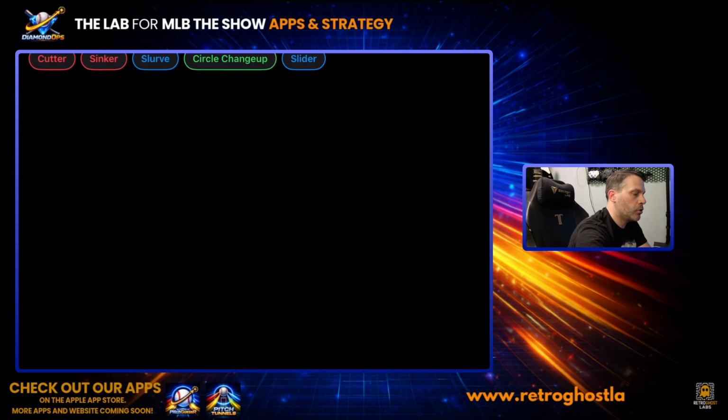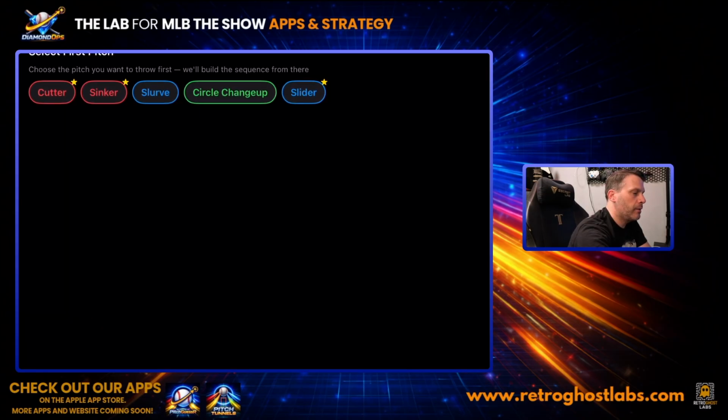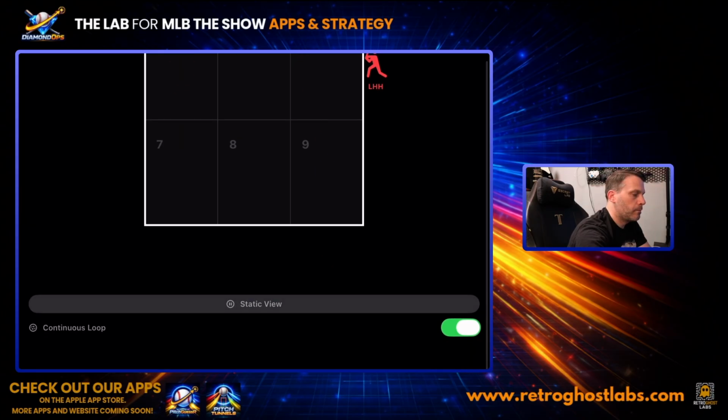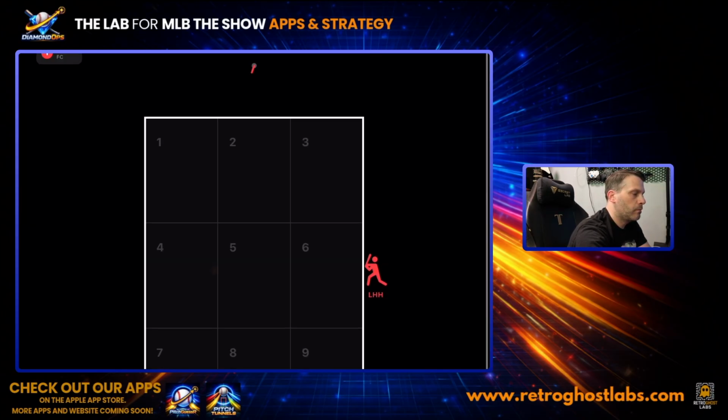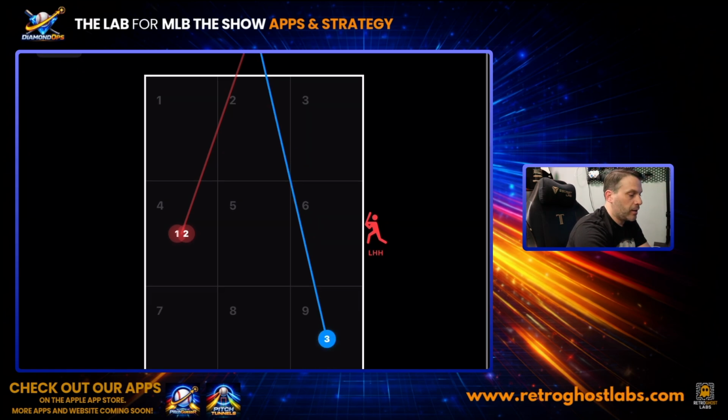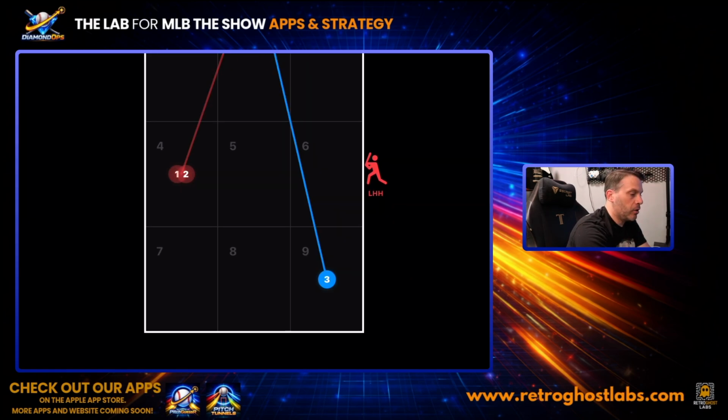And then you try another sequence, and it will animate. Say I want to start with a cutter. It will animate where to throw. Change the speed if you want it faster. If you don't want it to animate, you can stop it from looping and it will just show you the static image. But this way you can quickly refer, like, okay, I got to throw a cutter here, try a sinker there, try a slider down there, and we can go static.